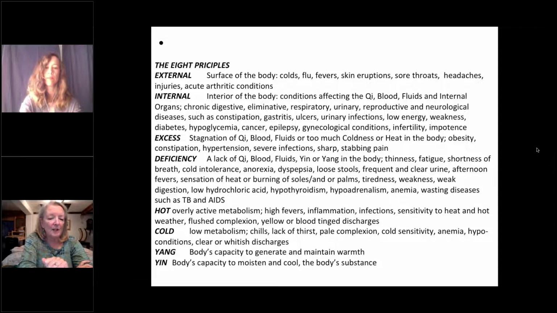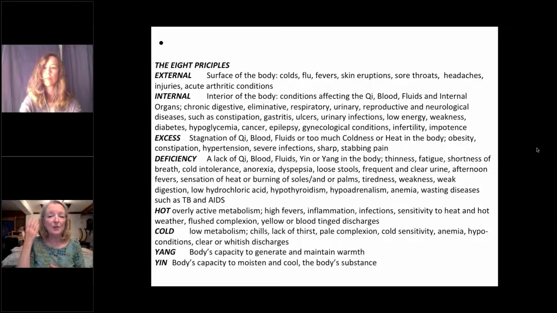But then you also want to do smelling and listening. That gives you lots of information. I've been telling you some of the things. Somebody has a lot of body odor, that's heat. They have none and a soft voice, that's more coldness or deficiency.